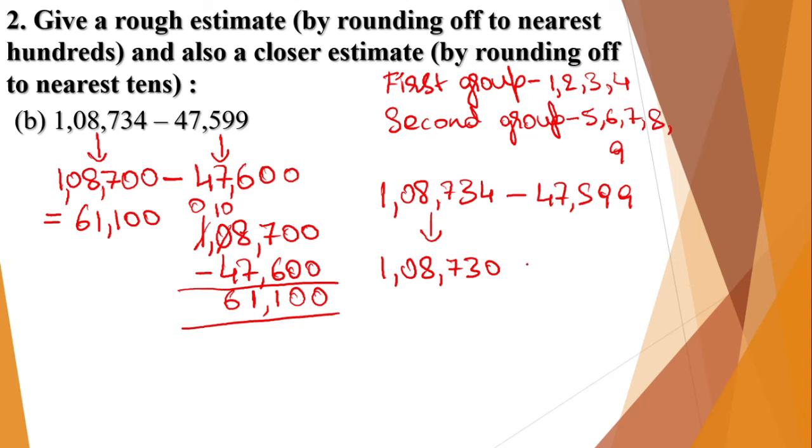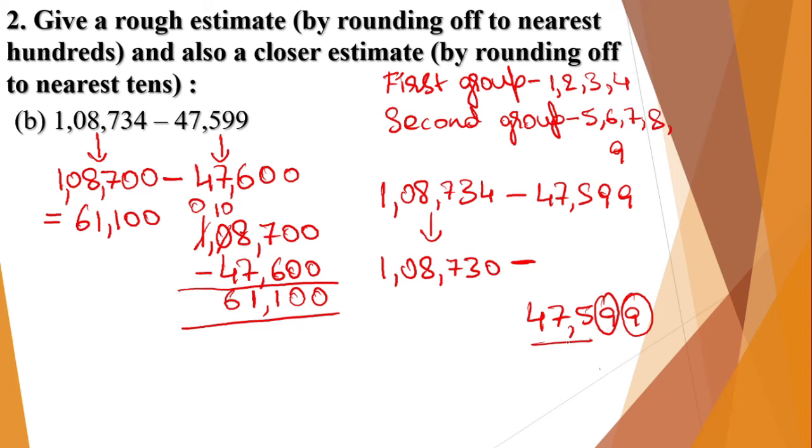Now here the operation which we have is subtract. And now the next number which we have is 47,599. Now here we should circle 9 because it's in the tens place and circle 9 because it's next to it. And here you can see 9 is in the second group. So if the number is in second group, we will add 1 to the first circled digit which is 9 here.